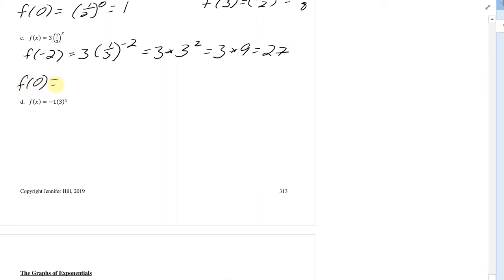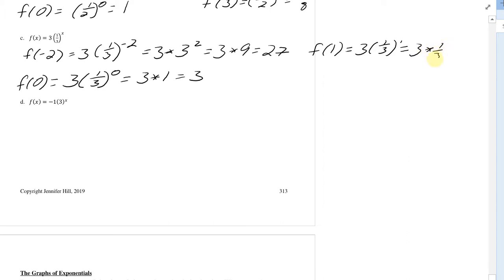Okay, so now let's do f of 0. I'm going to replace the exponent with a 0. Again, order of operations. First I have to evaluate this. Anything to the 0 power is 1, so now this becomes 3 times 1, so this will actually equal 3. And then I have f of 1, so this becomes 3 times 1/3 to the 1, so this will equal just 3 times 1/3, which equals 1.